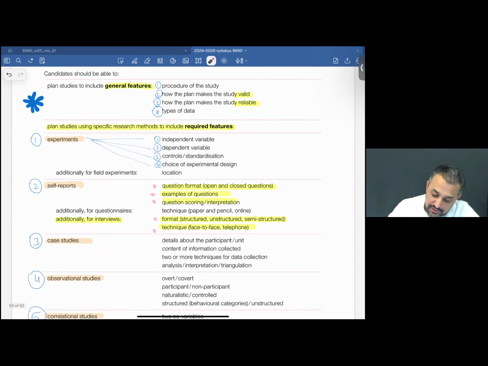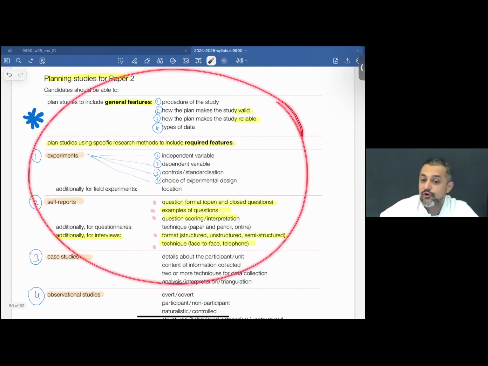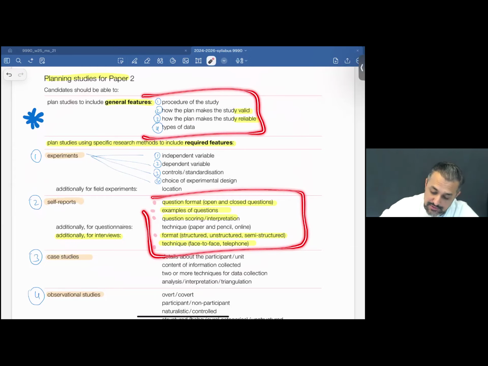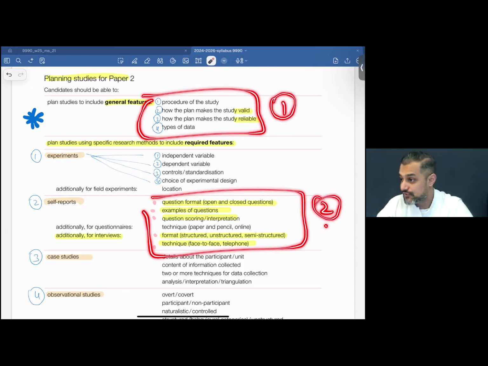If you're not writing something totally absurd, something unrealistic, something methodologically incorrect, and if you have what I've highlighted over here, specifically this part and this part, these are general features, I'll mark this as 1, and these are specific features. If you're adding these in your answer and you're not making it too unrealistic, you end up getting marks.